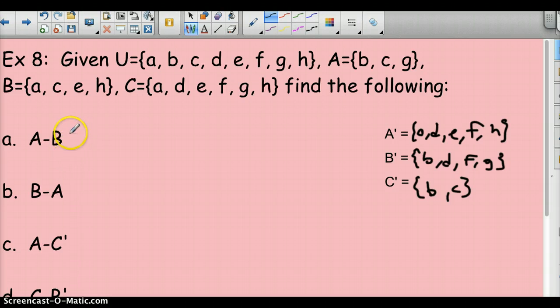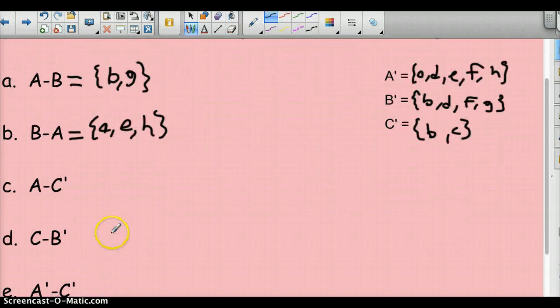All right, let's start off with A minus B. Those that are elements of A that are not in B. Well, A's got B, C, and G. Looking down here, what are in A that are not in B? Well, I don't see B down there. That's one of them. I do see C, but I don't see G. So B and G would be in A minus B. Let's reverse it. Let's do B minus A. What's in B that's not in A? We'll start in B. Is A in A? No, it's not. It's one of them. Is C in A? Yes, it is. Is E in A? No, it's not. And is H in A? Yes, it is.